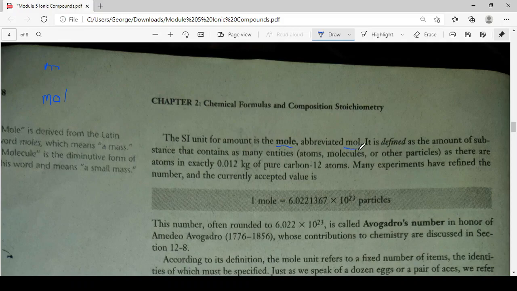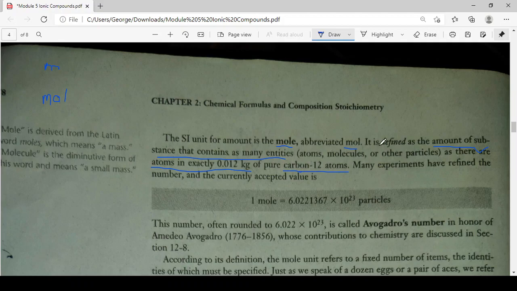It is defined as the amount. Ari, kids, sandaan nyo, giti magwaan sa aton exam, ha? Ari, tip ko na sa inyo. It is defined as the amount of substance that contains as many entities, atoms, molecules, or other particles as there are atoms in exactly 0.012 kilograms of pure carbon-12 atoms. Kaya again, ang moles naton are based on your carbon-12.